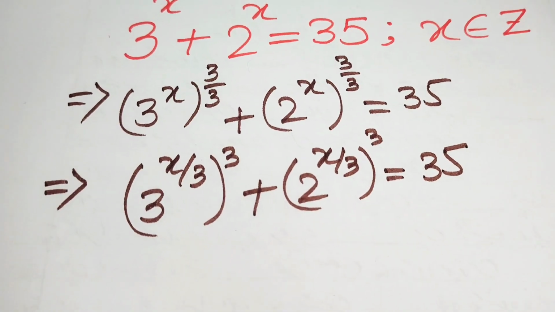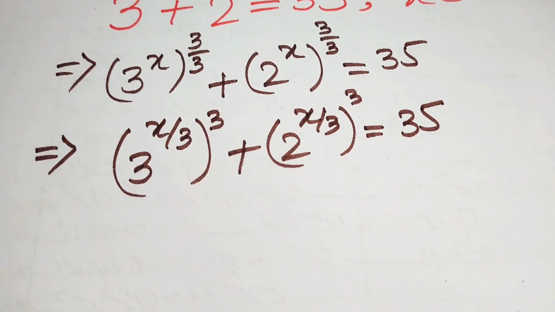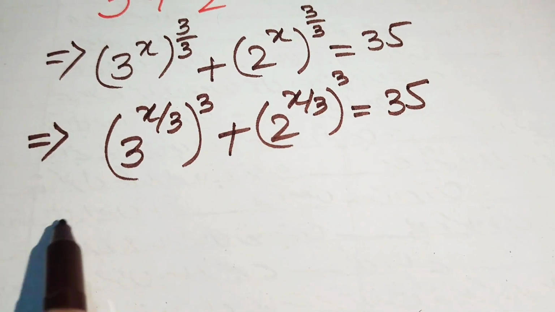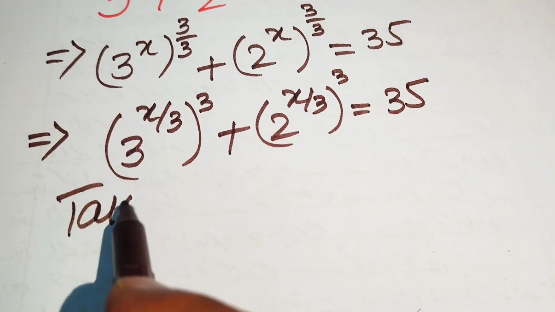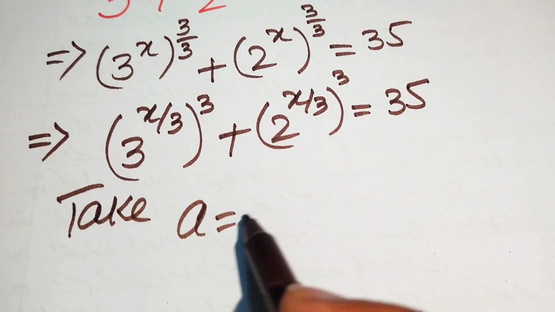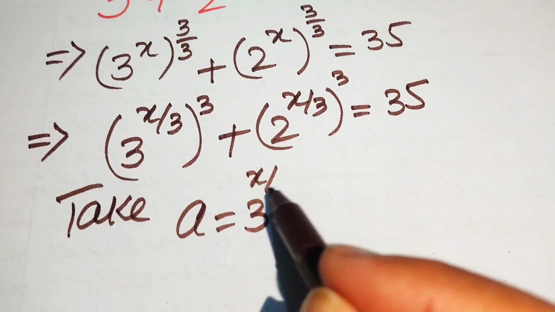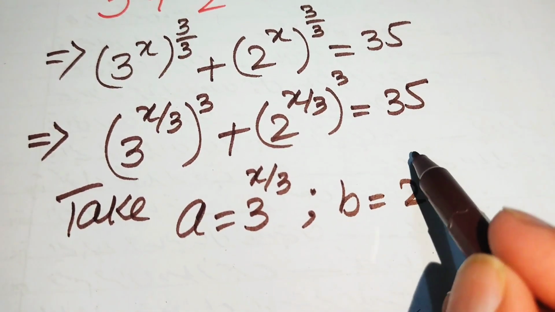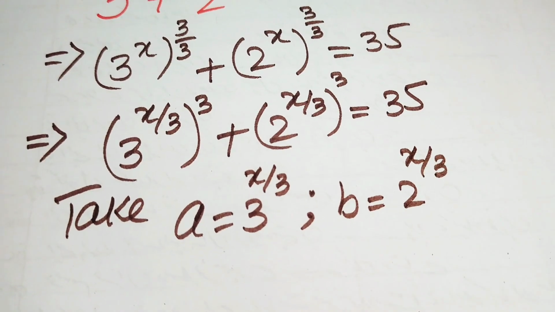And now in the next step, here we just convert this exponential equation into the simple cubic form, so that here we just take a equals 3 to the power of x over 3, and we take b equals 2 to the power of x over 3.